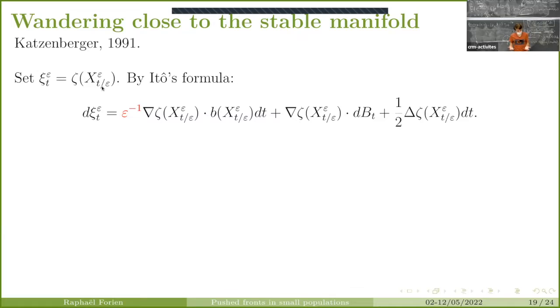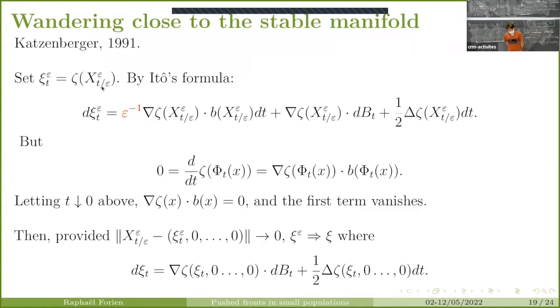So at this point, you might get worried because we have a very big term in this equation. But actually, since we chose zeta cleverly, this term is 0. The reason for this is that the gradient of zeta is orthogonal to the flow of the deterministic equation, because zeta is invariant along the flow. So that's why it's a nice way to project your process on a stable manifold. And so this term vanishes until you have two terms of order 1 in your SDE for psi epsilon.